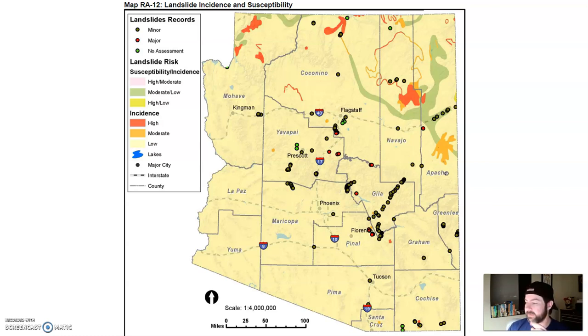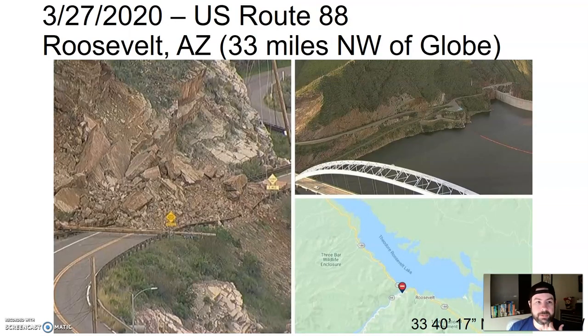Just going back the past few years, here are some more notable ones, the ones that I picked out in the news as they came up. Almost a couple of years back, US Route 88, which makes up the Apache Trail, if you've ever driven that, which is now closed. As it heads into Roosevelt Lake, there was a mass wasting event right on US Route 88, as you can see from the sky here. What kind of event does this look like?